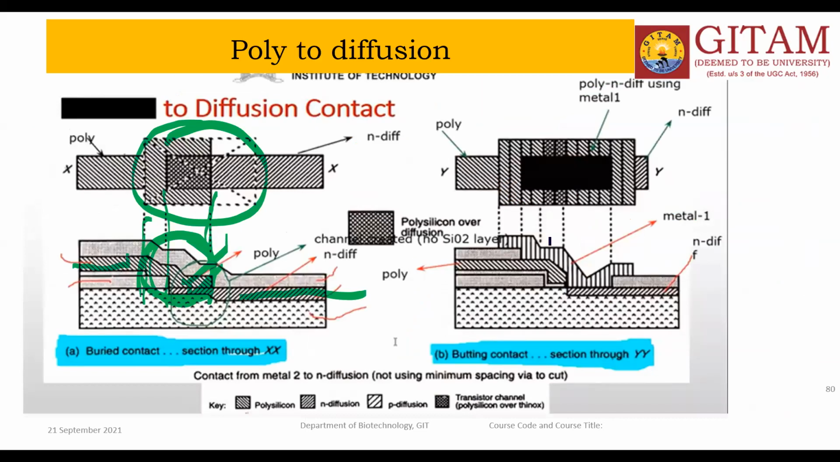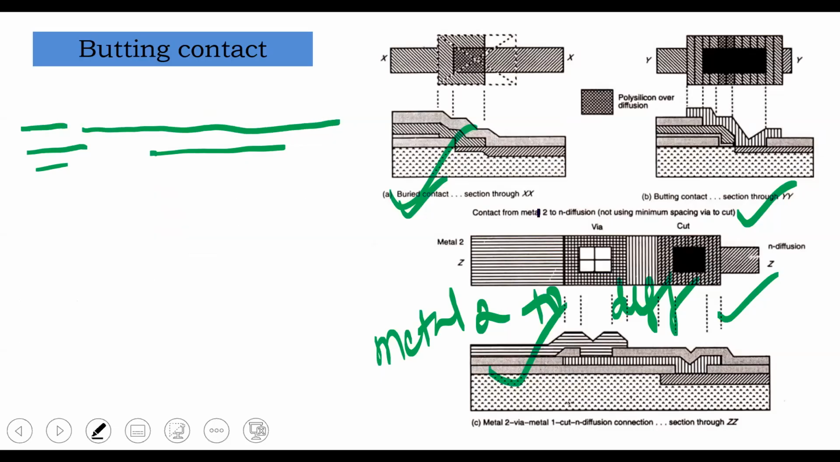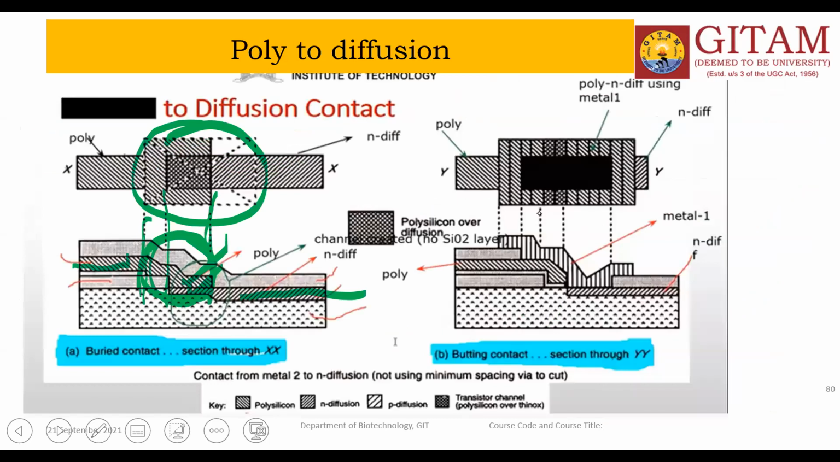Now the butting contact can be shown. The classical view of the butting contact is shown like this, the same thing I showed you. In the cross section, this is the diffusion and this is the poly. I want to join these two. These two are joined with, see, this metal one.